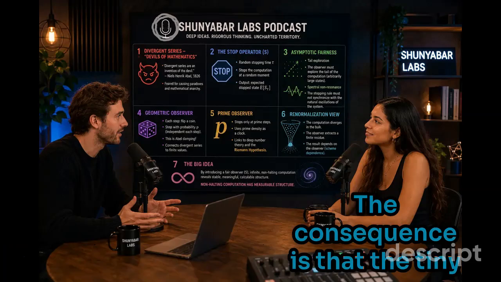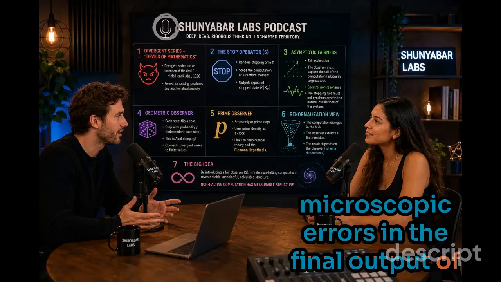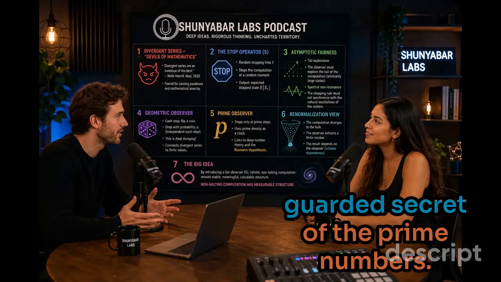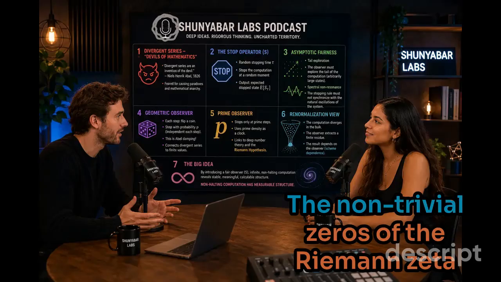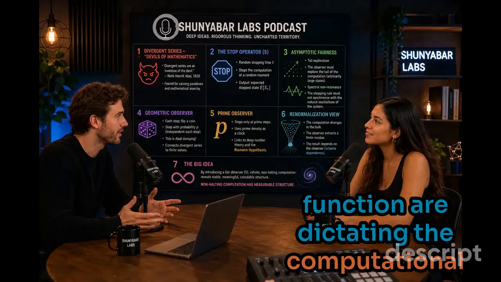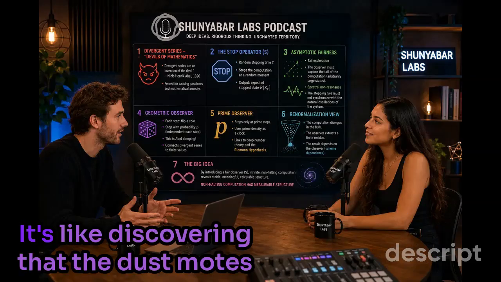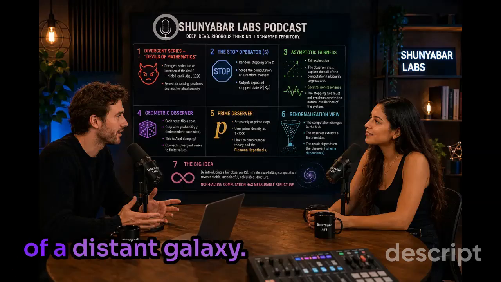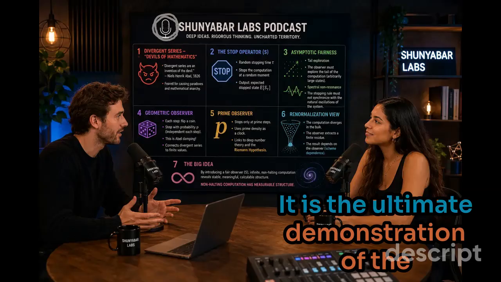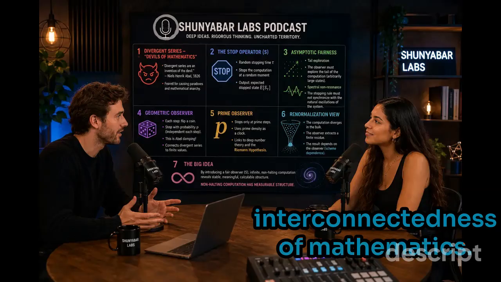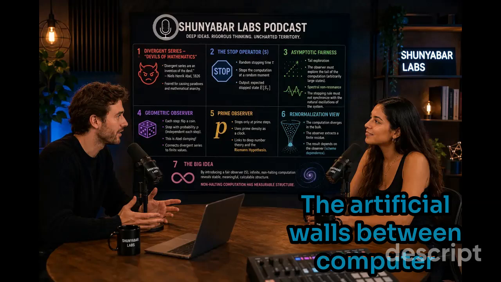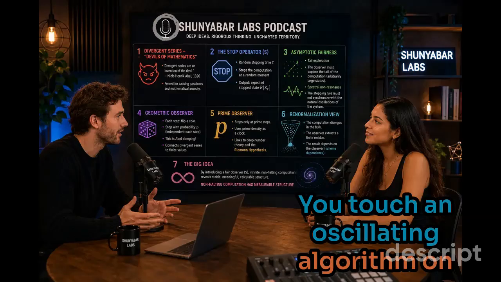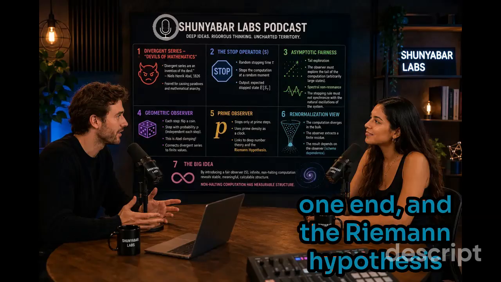The consequence is that the tiny microscopic errors in the final output of our computer program are literally imprinted with the deepest, most heavily guarded secret of the prime numbers. The non-trivial zeros of the Riemann zeta function are dictating the computational physics of our divergent program. It's like discovering that the dust motes floating in your living room are dancing to the exact rotational frequency of a distant galaxy. That's a beautiful way to put it. It is the ultimate demonstration of the interconnectedness of mathematics. The artificial walls between computer science, continuous calculus, and pure number theory just completely dissolve. You touch an oscillating algorithm on one end, and the Riemann hypothesis vibrates on the other.